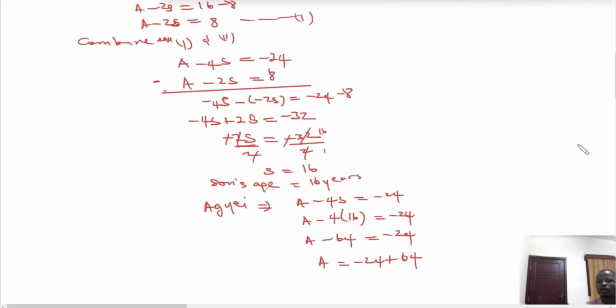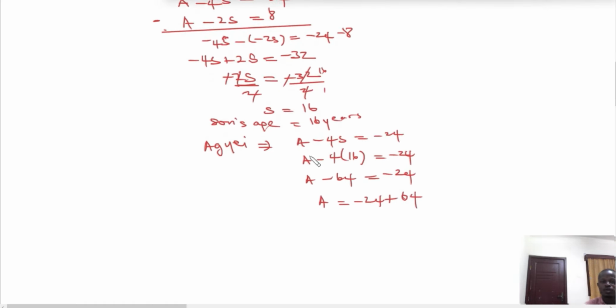So let's continue. Agye's age, A, will be equal to minus 24 plus 64, which is 40. So Agye's age, which is the father's age, is equal to 40 years. So this is our answer, and this is how we go about solving this question.